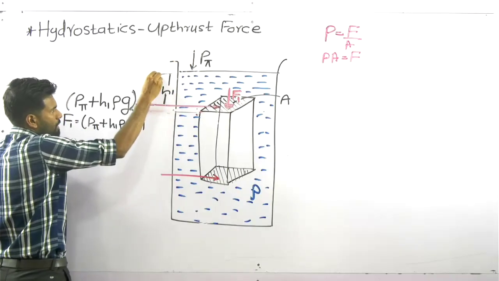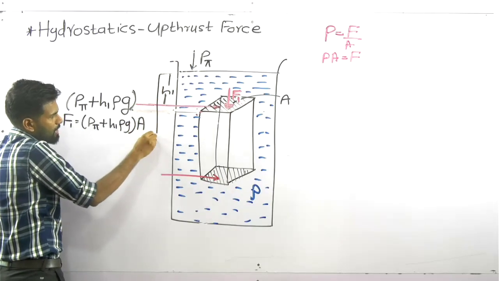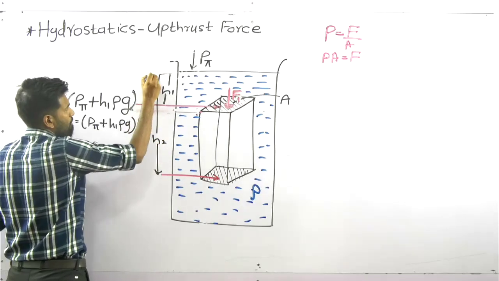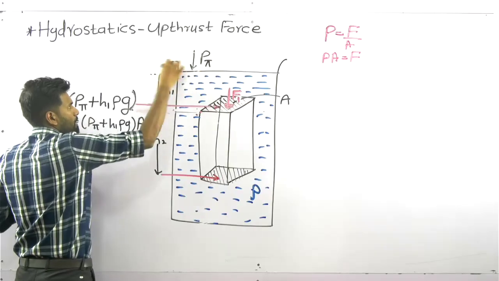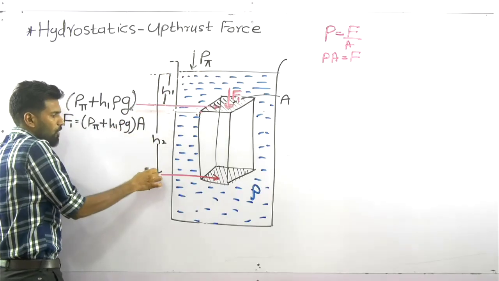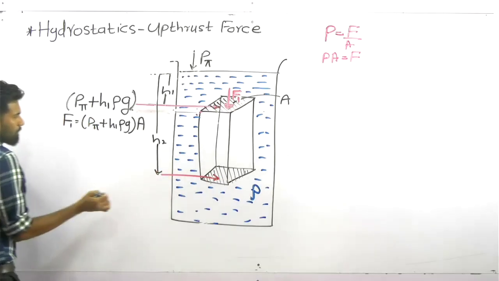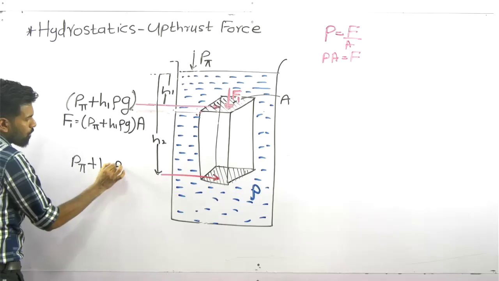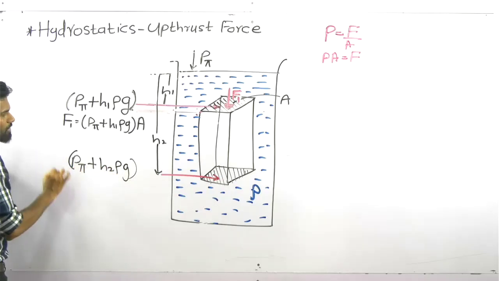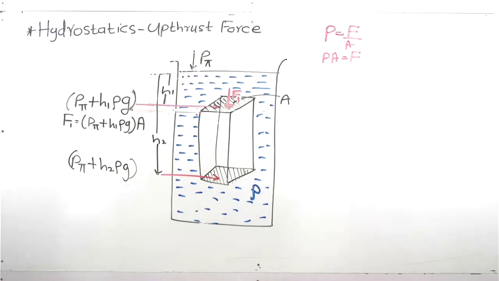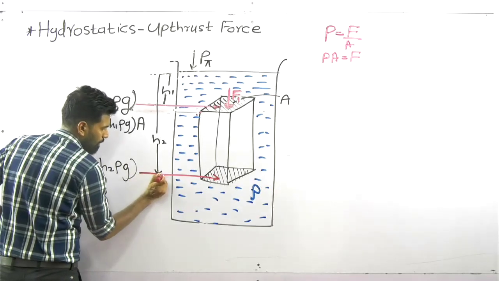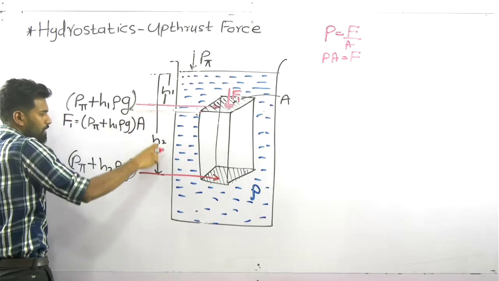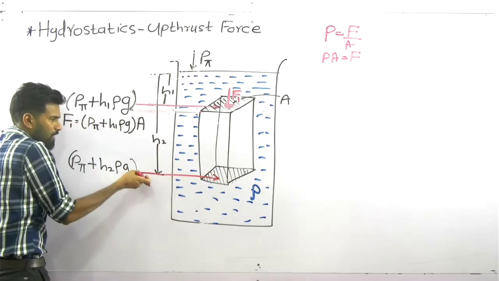Okay. Now take this. From here, the depth up to the lower level of the object is H2. The pressure is P0 plus H2 rho g. From last week's knowledge, atmospheric pressure plus H2 rho g will be the liquid pressure at this level.